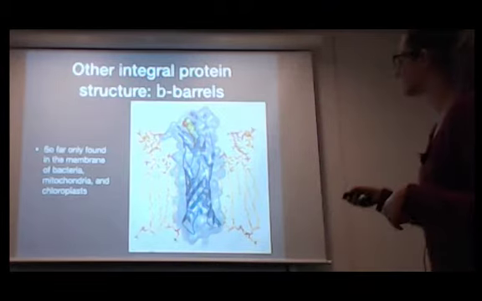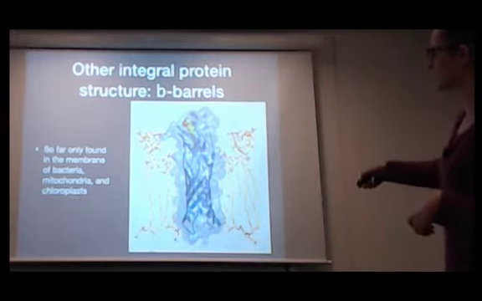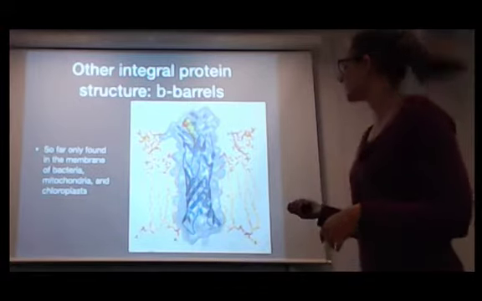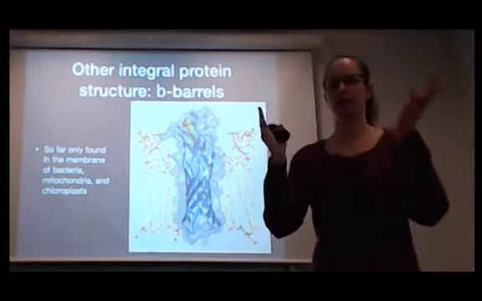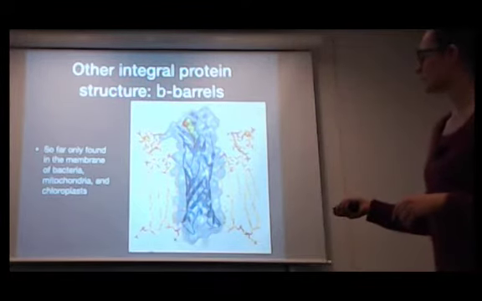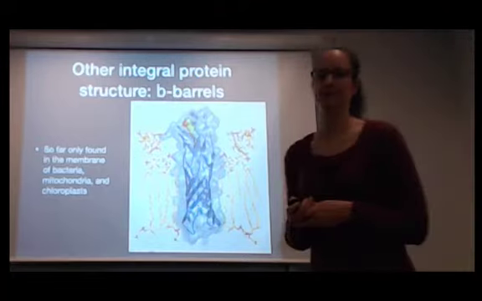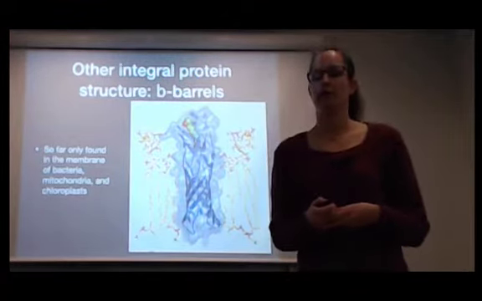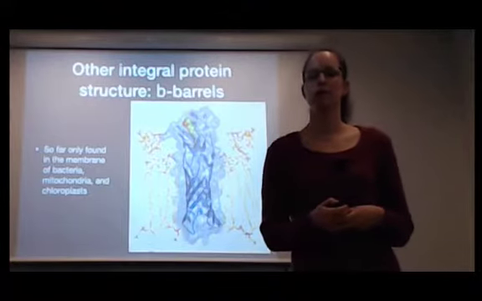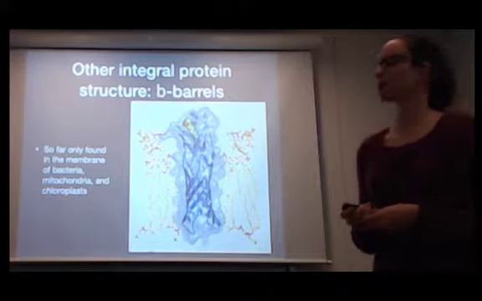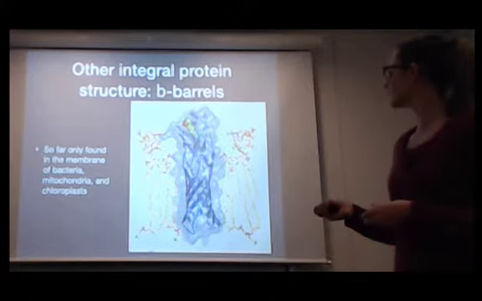Basically, if you were looking at it from the top, you would see an empty barrel where the side chains of the amino acids are oriented to the outside of the barrel, and typically most of these amino acids are hydrophobic in nature. So far, these types of proteins are only found in the membranes of bacteria, mitochondria, and chloroplasts, and not in the plasma membrane. I won't say much more about this type of assembly.